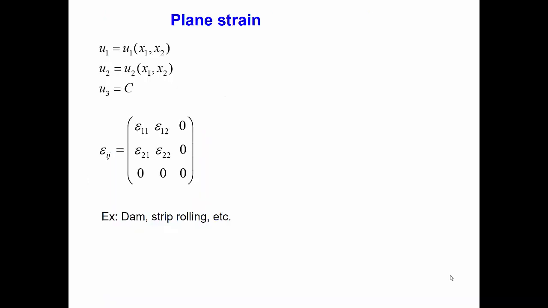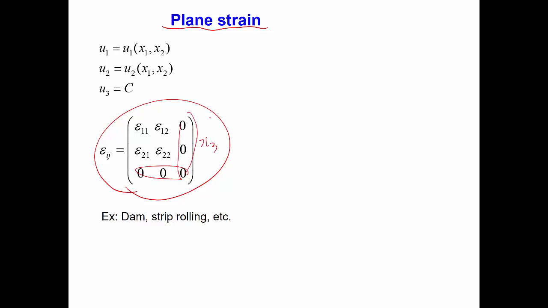There is a special case of deformation called plane strain. In the plane strain case, the strain tensor is stated like this. In this case, all strain components related with the x3 axis are 0. To meet this requirement, the displacement should be a function of only x1 and x2, and the displacement component U3 should be constant. So it is a very strict case.